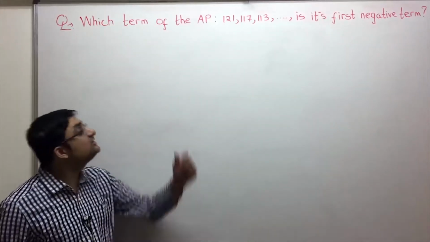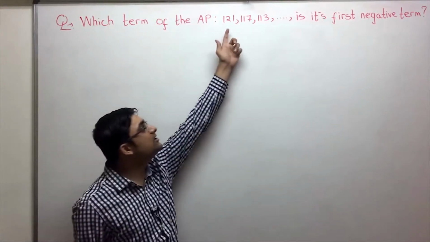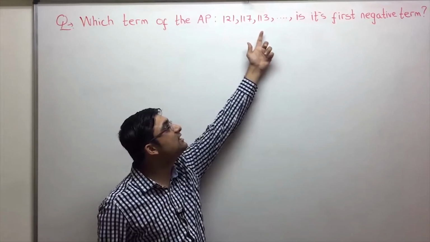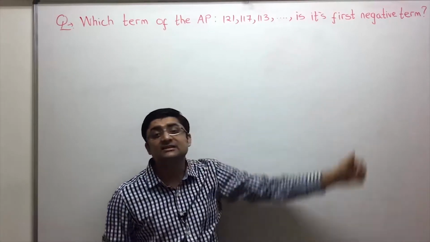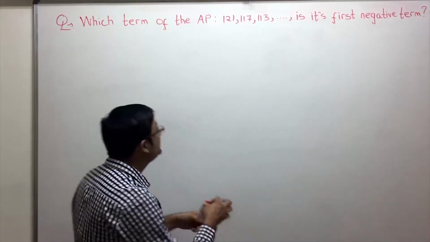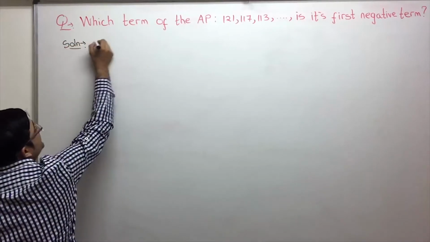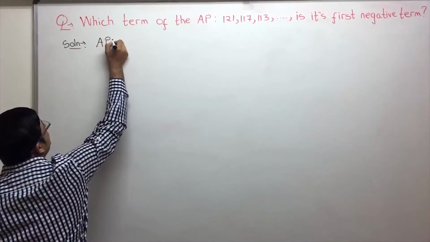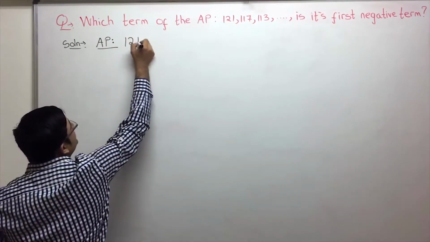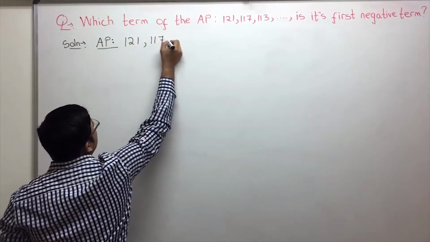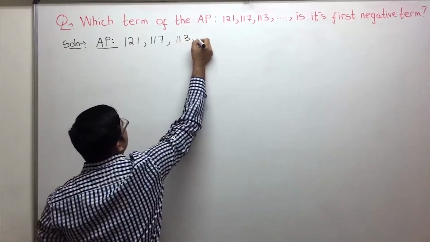So let's read the question. Which term of the AP 121, 117, 113 and so on is its first negative term? So let's begin. The first step is to copy down the AP. So write down the AP again over here. So we have 121, then 117, then 113 and then so on.